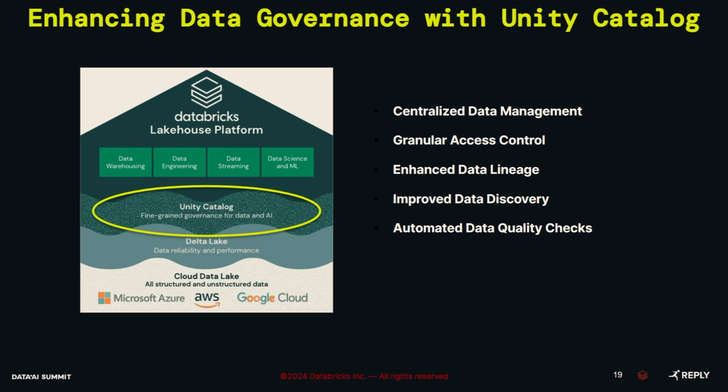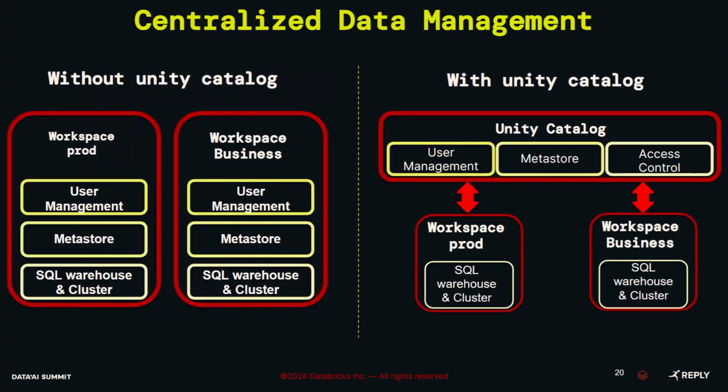With respect to the situation before Unity, this tool introduced centralized data management, the possibility to have granular access control, the lineage that is very important, and also the data discovery possibility. So this is a summary about Unity Catalog. There is much more to say about it. But this is the situation before Unity Catalog and after Unity Catalog.